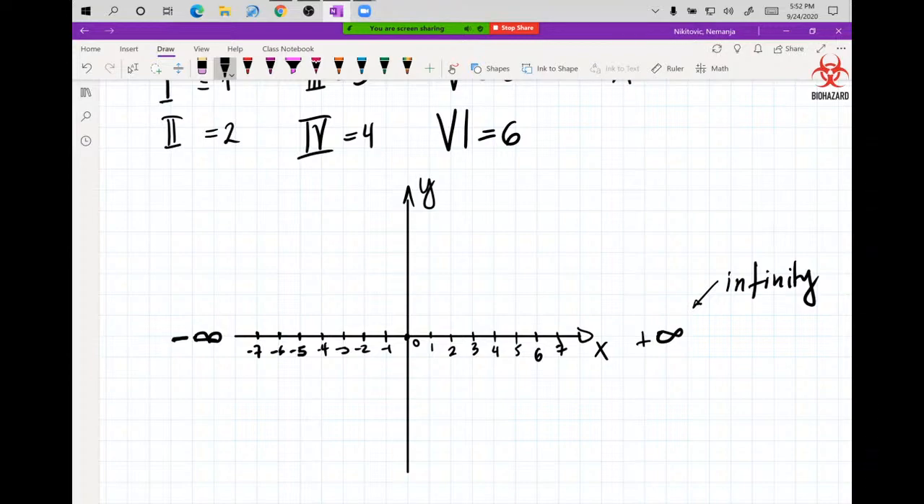So the y-axis will also be a number line with positive numbers up and negative numbers down. So if you want to fill that in by the time I come back.